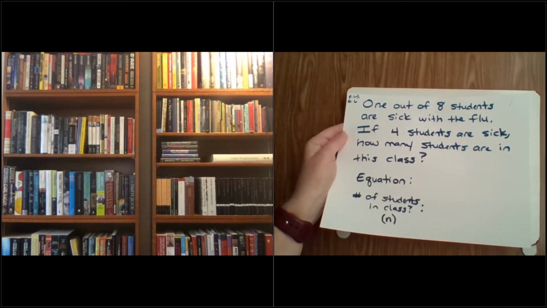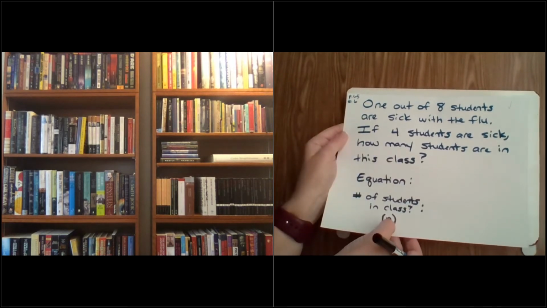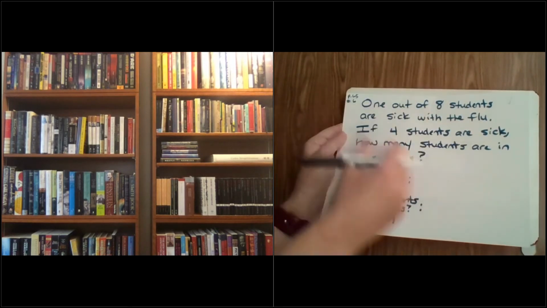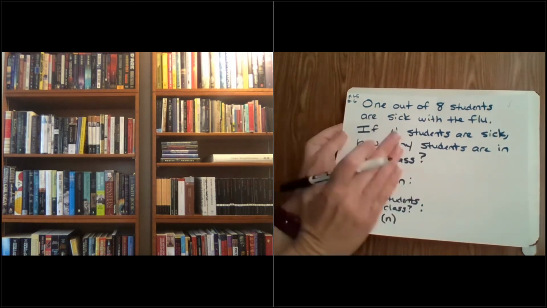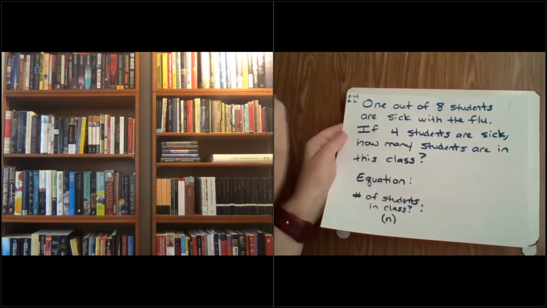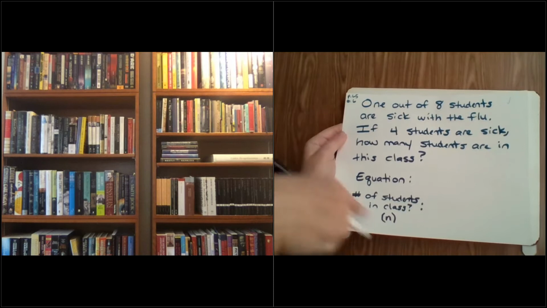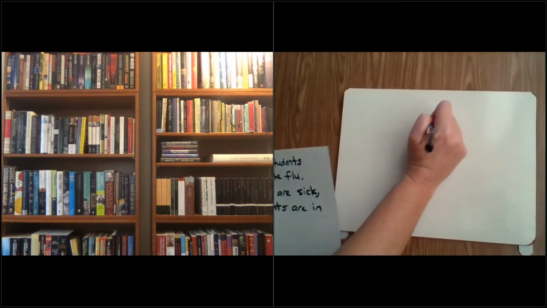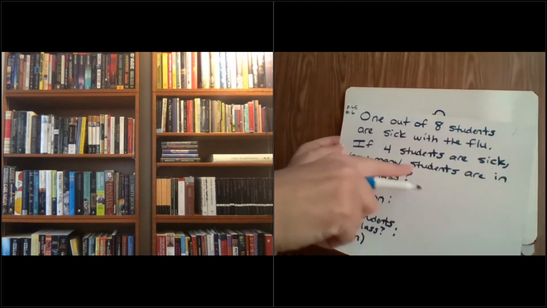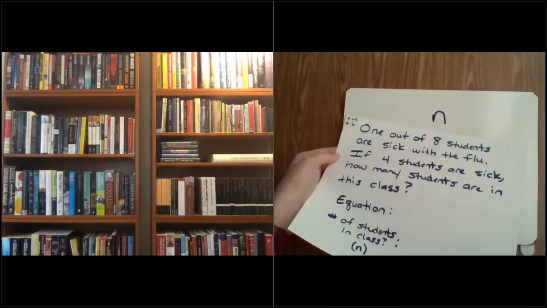In algebra, on a problem like this, typically we get to choose the letter we want to use to represent the problem. You could have used the letter S to represent number of students. You could have used the letter T to represent total students, so long as you make it clear what your variable represents. Okay, they're saying we're using n, so we're using n. So we know the total number of students in the class are n.